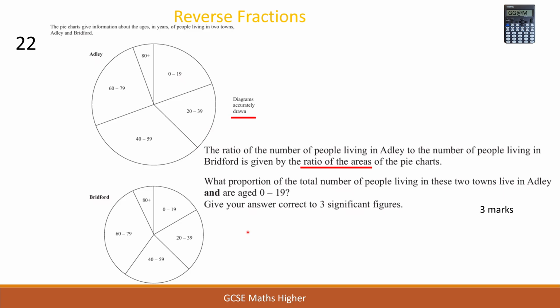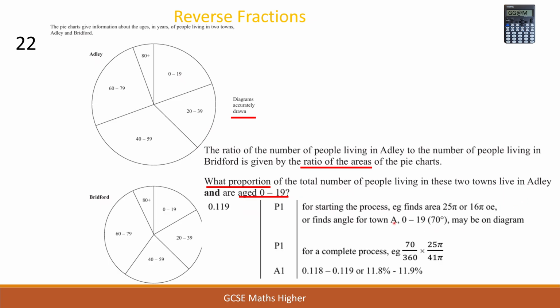So, key words: are you looking at the ratio of areas here? Remember, you've got the area of a sector, and the formula for the area of a sector is the angle divided by 360 times pi r squared. So you need to know that formula. You're looking at the proportion of people that are aged 0 to 19 in Ardley, and give your answer to three significant figures. So you should have got an answer of 0.119.